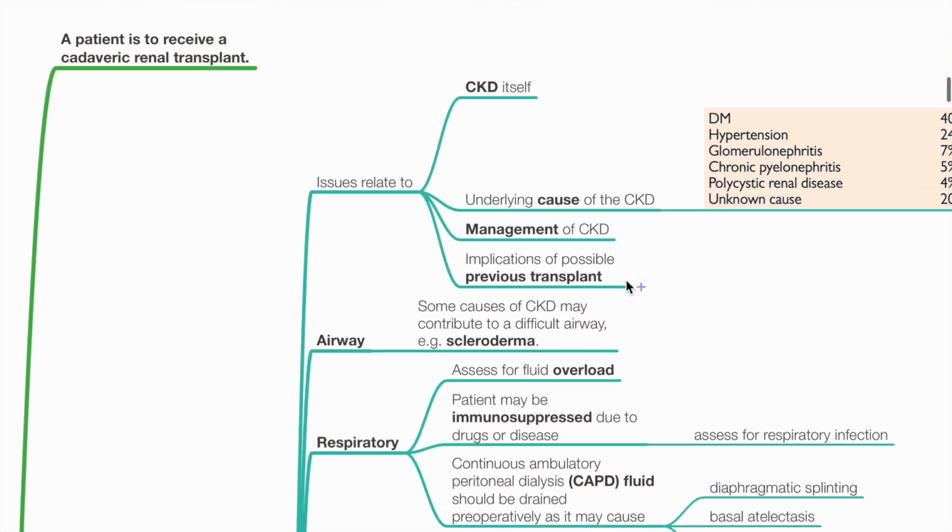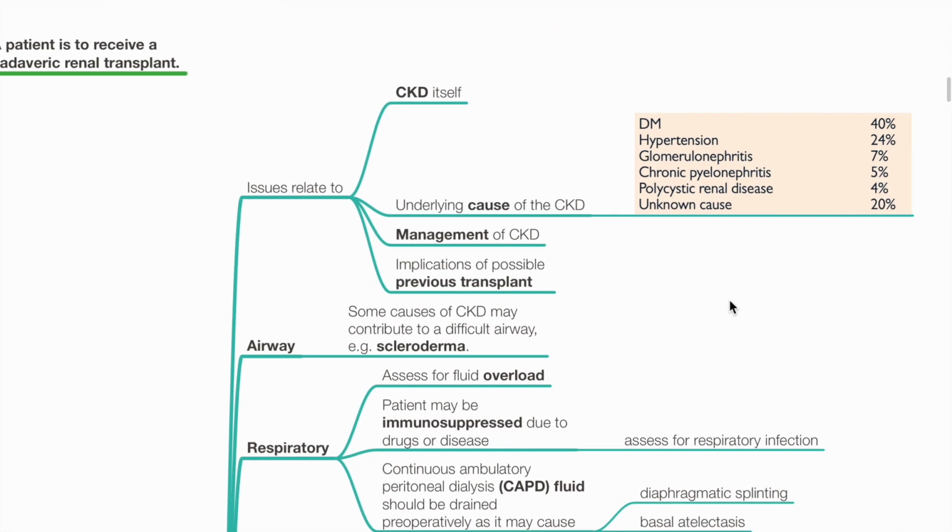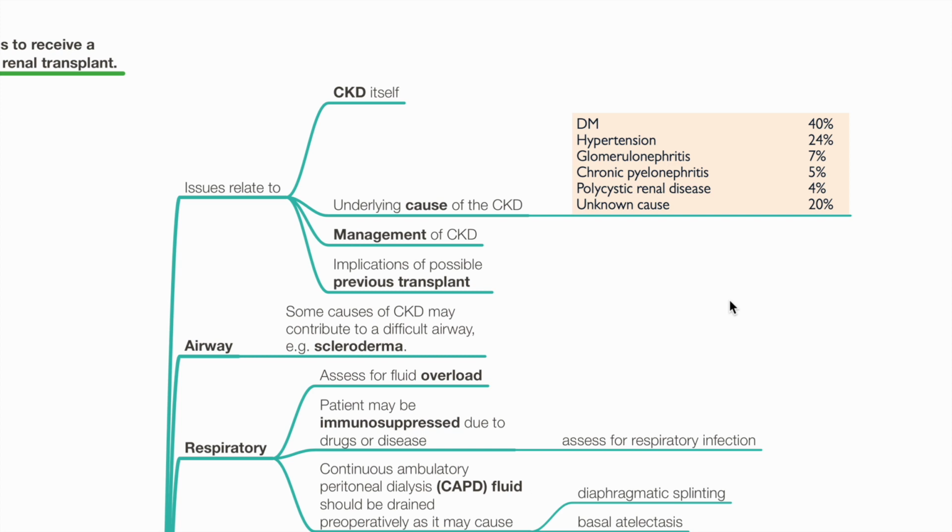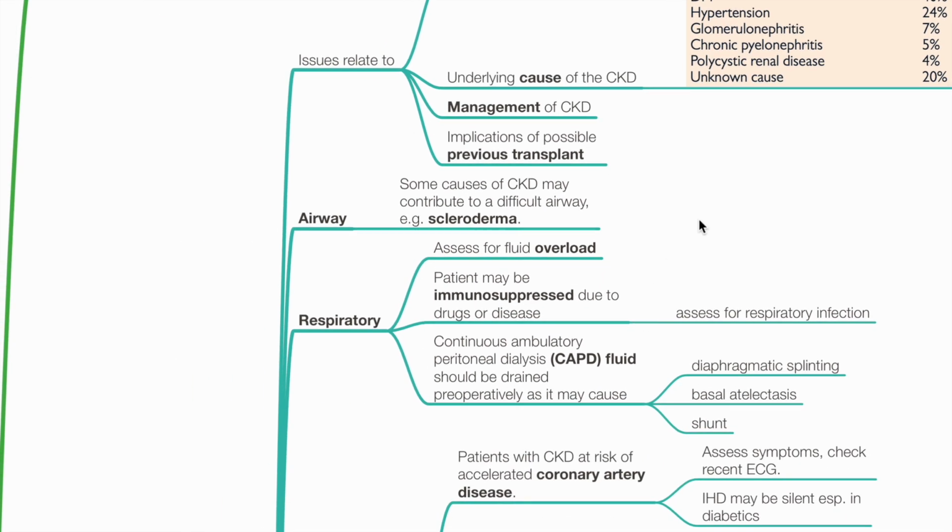This includes issues related to CKD itself, underlying cause of CKD, which may be diabetes mellitus 40%, hypertension 24%, glomerulonephritis 7%, chronic pyelonephritis 5%, polycystic renal disease 4%, and unknown cause 20%, management of CKD, and implications of possible previous transplant. Airway. Some causes of CKD may contribute to a difficult airway such as scleroderma.